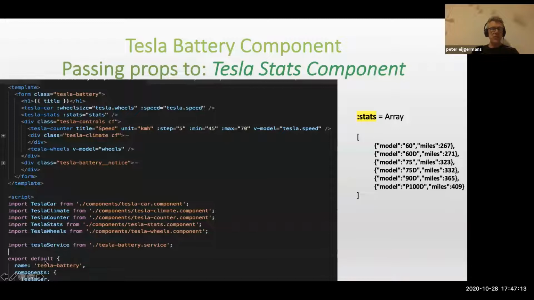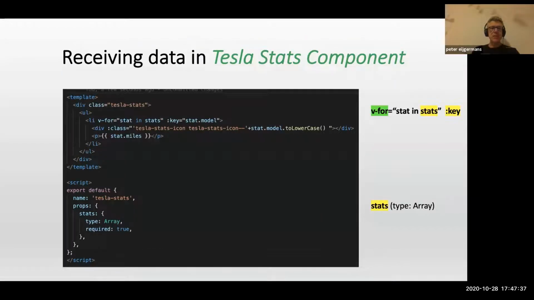Here I show you the Tesla battery component, and we look at the template of the Tesla battery component, which contains a Tesla car, and the stats component I also call here. And I want to pass all my stats, the stats array, and I use the colon here. How do we receive data in the Tesla stats component? Here you see this Tesla stats component with a name, and in the props section, we say we can receive the stats array of type array, and then we can use it in our template.